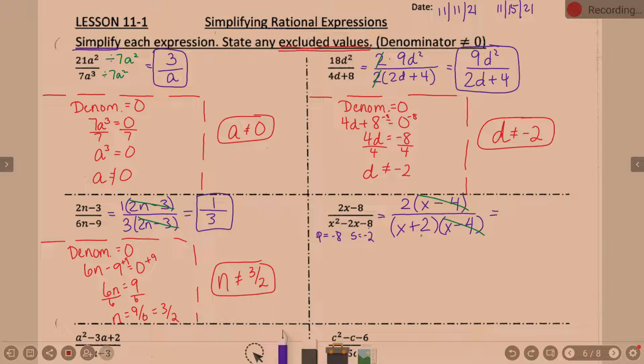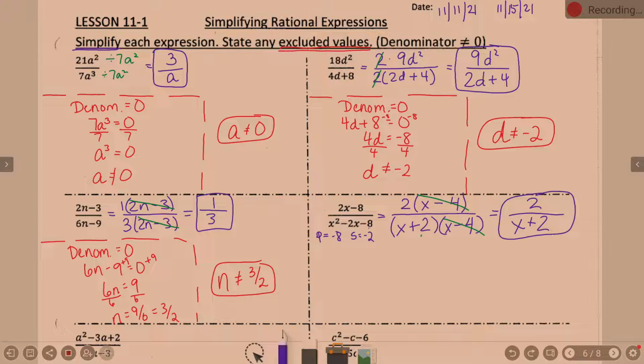What remains after we cancel those x minus 4s out? 2 over x plus 2. Yep. And that's our answer. You cannot cancel those 2s because that denominator is x plus 2. It's not just 2.